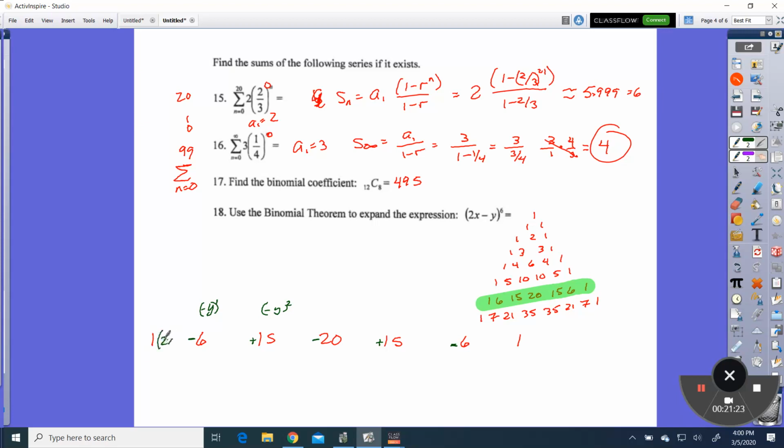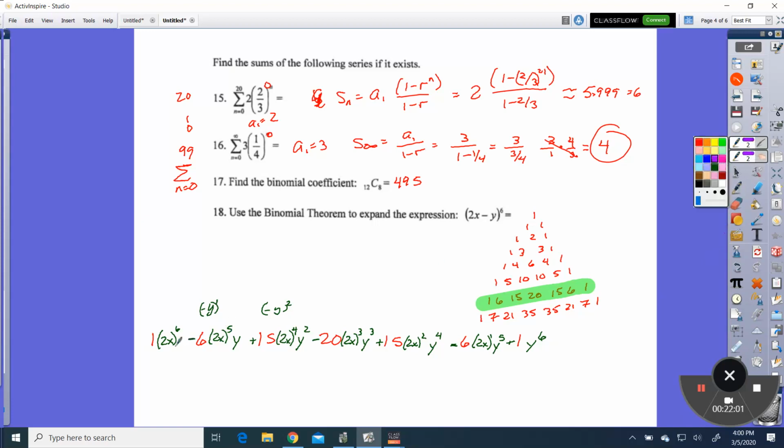So now this first one is 2x to the 6th. And then it's 2x to the 5th, 2x to the 4th, 2x to the 3rd, 2x squared, 2x to the 1 power. So that's my x's. Now my y's start going up. So y to the 1, y squared, y cubed, y to the fourth, y to the fifth, plus y to the sixth. So now I have that.